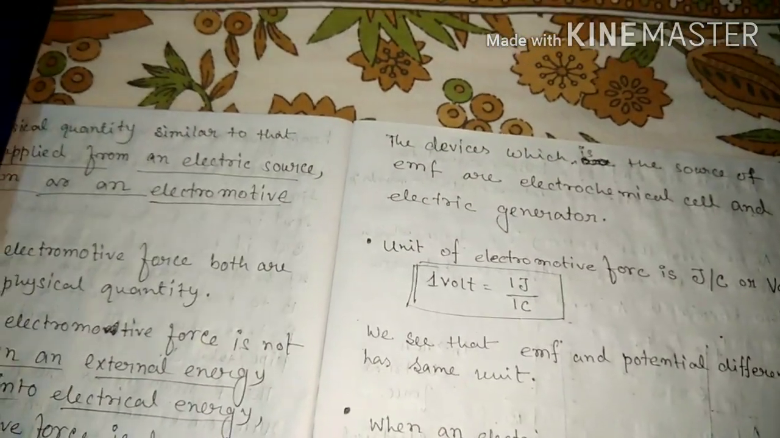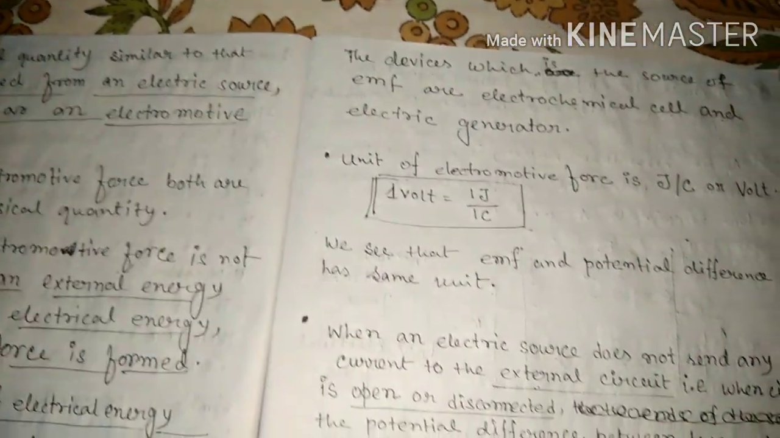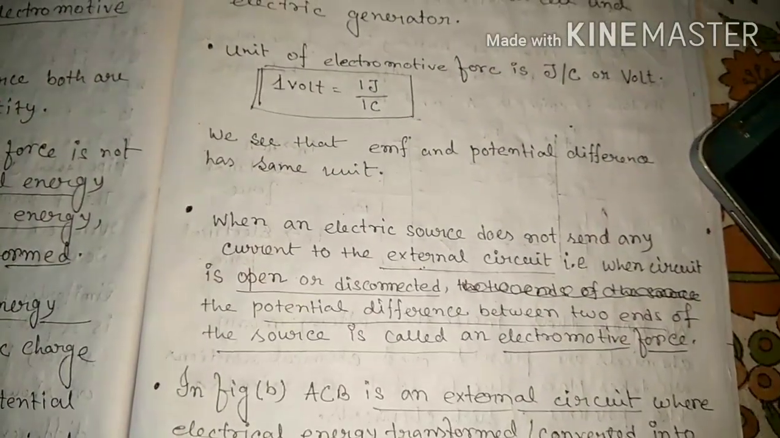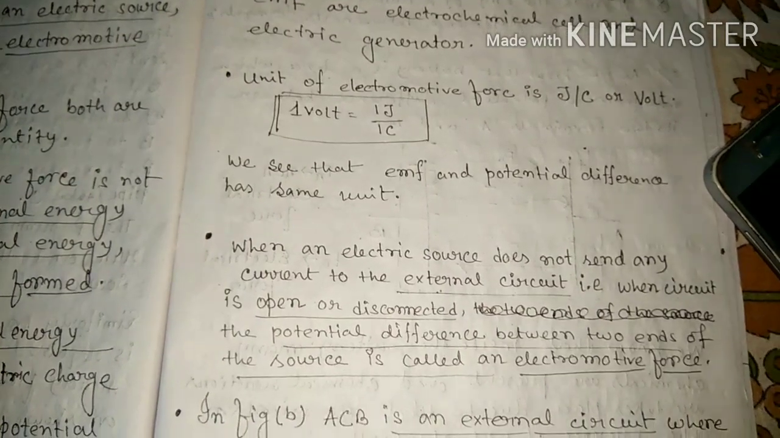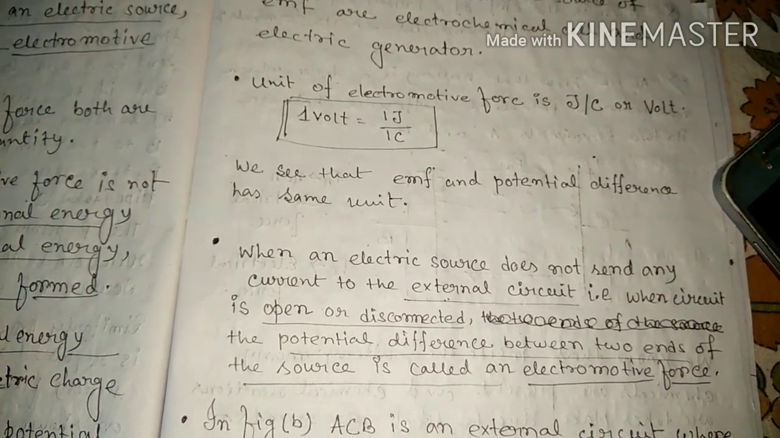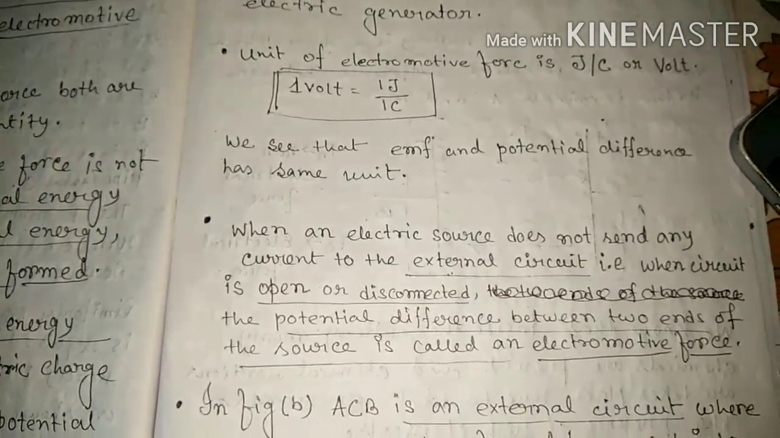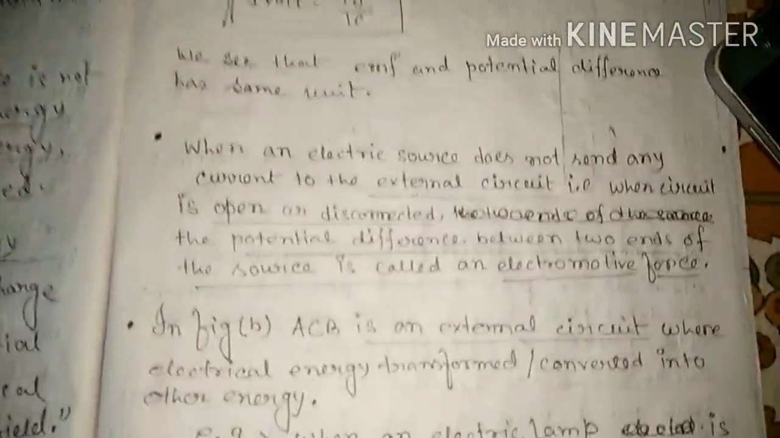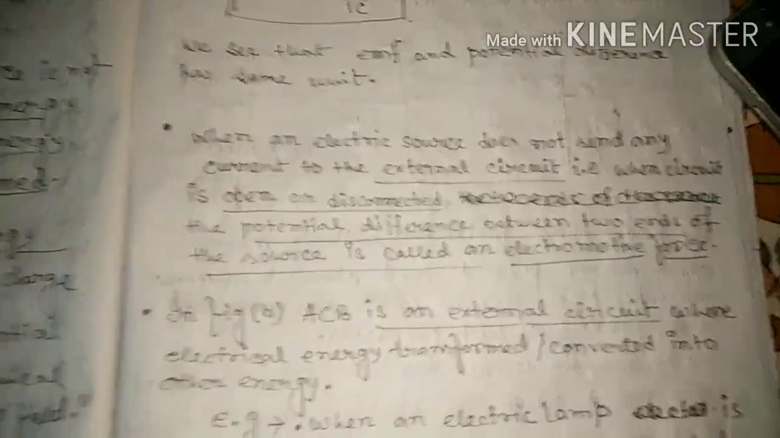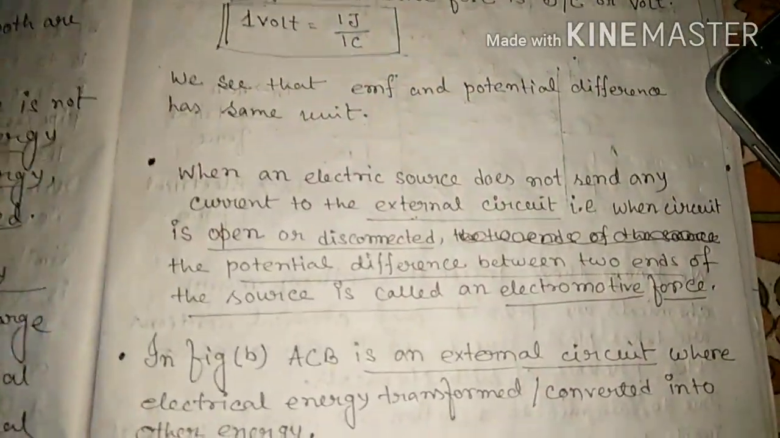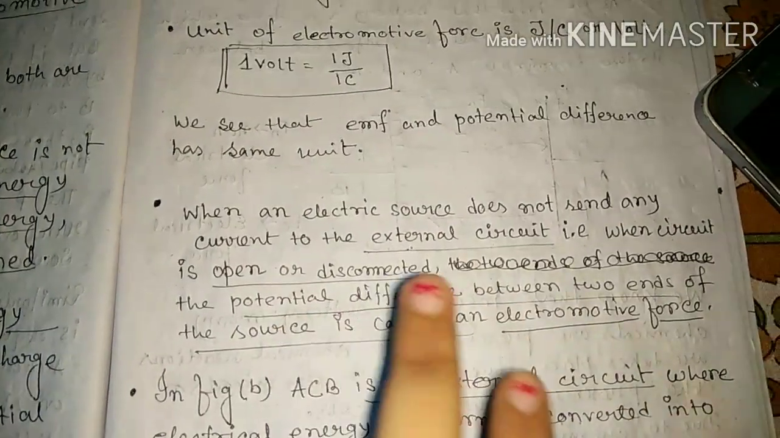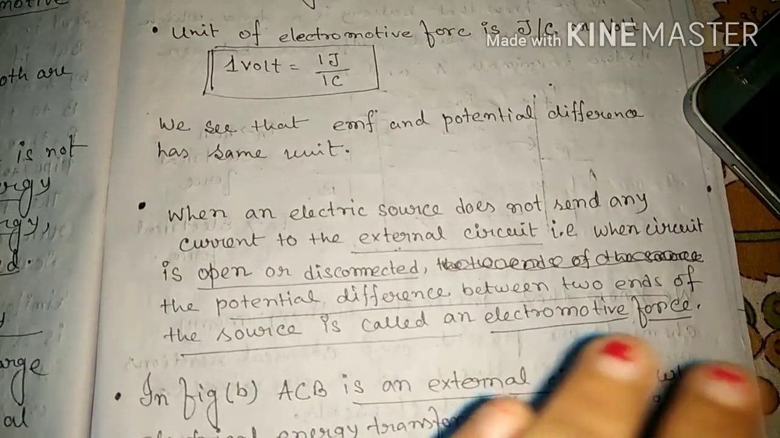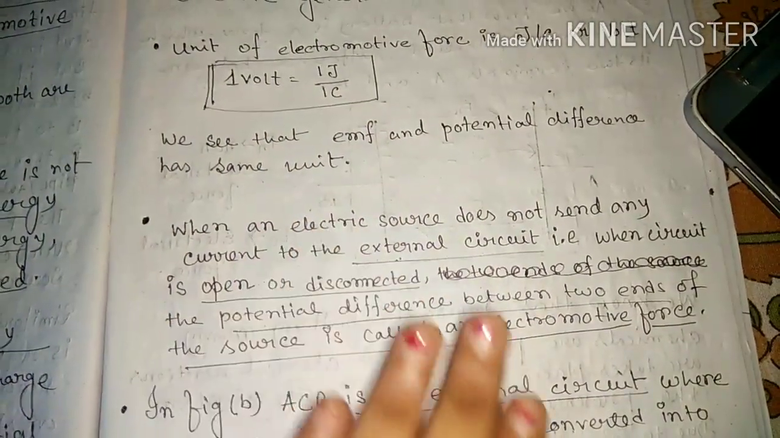Next, when an electric source does not send any current to the external circuit, that is, when the circuit is open or disconnected, the potential difference between the ends of the source is called the electromotive force. In many ways you can write the definition of electromotive force. Already we discussed three definitions here, 1, 2, 3. Another one is the main definition, this one.